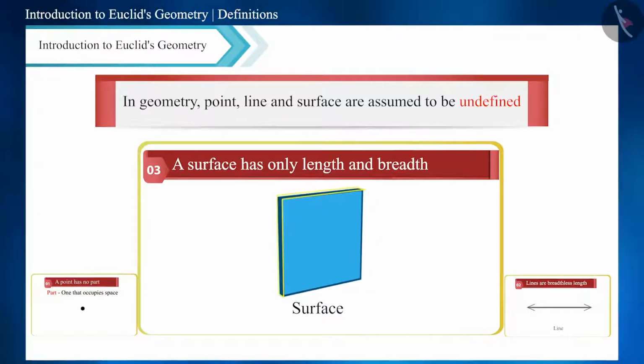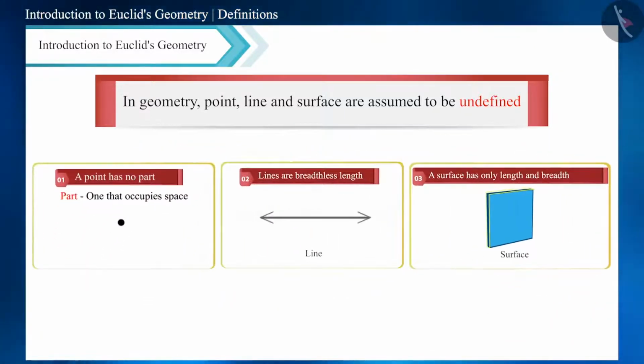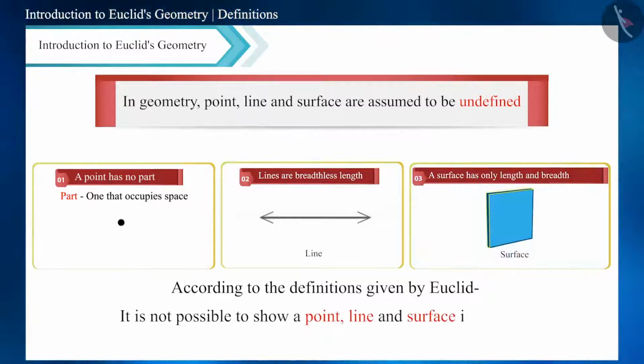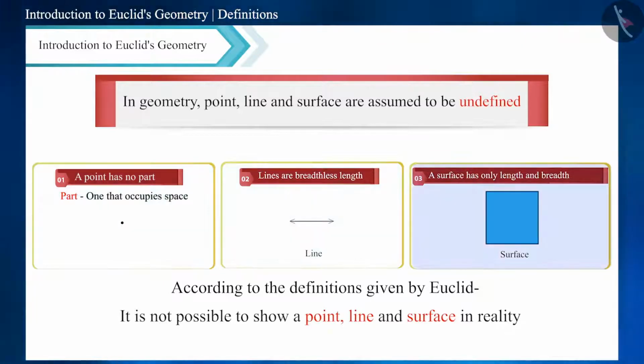Looking at all these facts, we can say that according to the definitions given by Euclid, it is not possible to show a point, the breadth of a line, and the thickness of a surface in reality. Therefore, in geometry, point, line, and surface, that is plane, are assumed to be undefined.